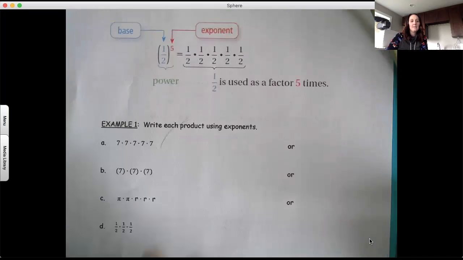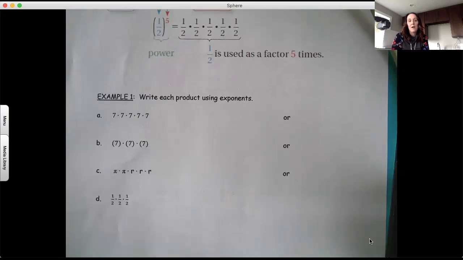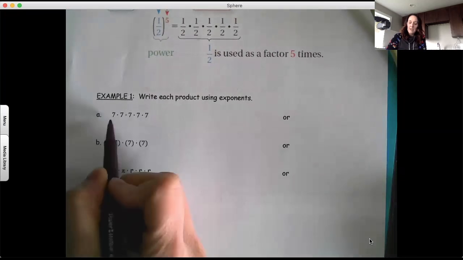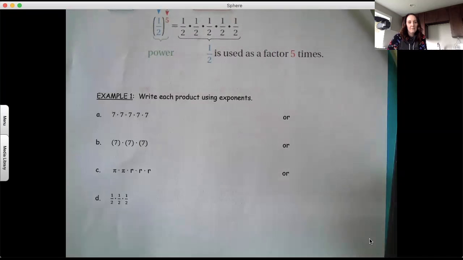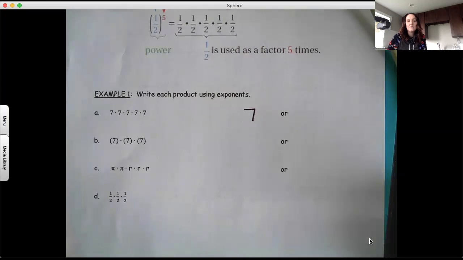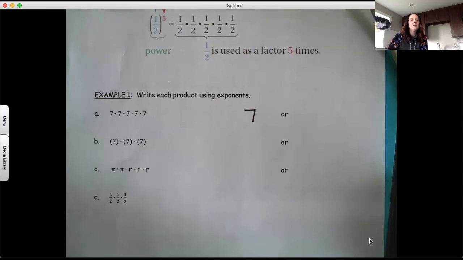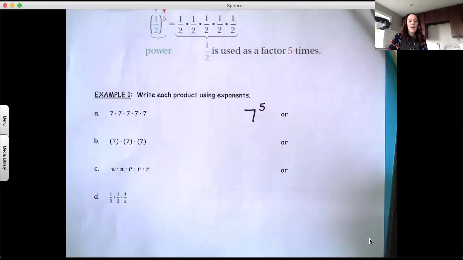Let's go ahead and try some of these problems. I would recommend that you have paper and a pencil and you're doing these problems as we go through them. In example 1, you're going to write each product using exponents. In this first one, the first thing you're going to do is look and see what's being repeated. You can see here the 7 is being repeated. So the 7 is going to be our base. How many times is it being repeated? 1, 2, 3, 4, 5. Because it's being multiplied by itself 5 times, we're going to have 5 be our exponent.